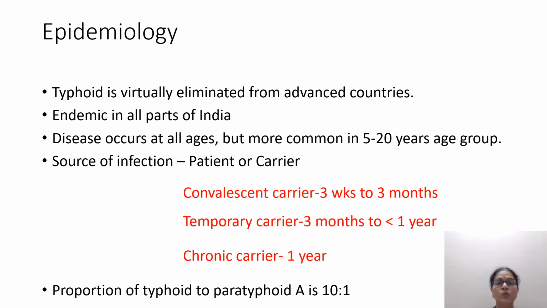The first one is convalescent carrier, who sheds the bacilli from 3 weeks to 3 months after the recovery. Temporary carrier is the one who sheds the bacilli for 3 months to less than a year. And the chronic carrier is a person who sheds the bacilli even after 1 year. The proportion of typhoid to paratyphoid A is 10:1.